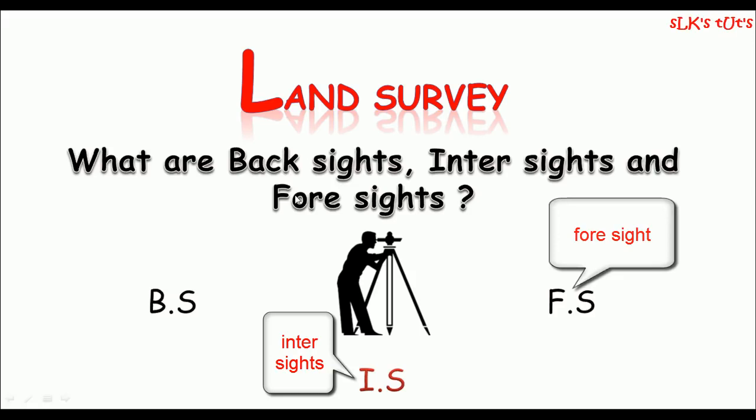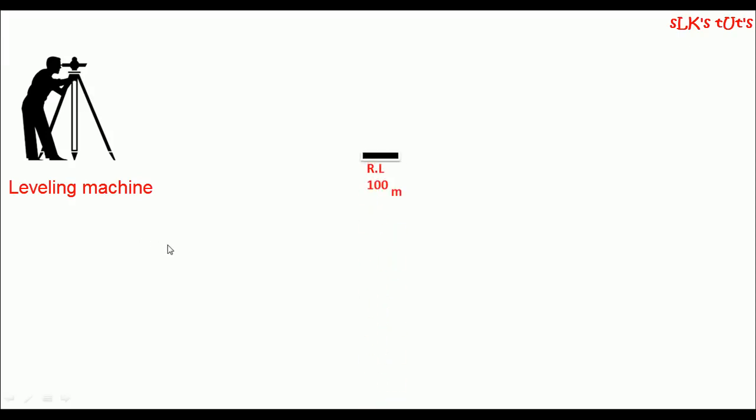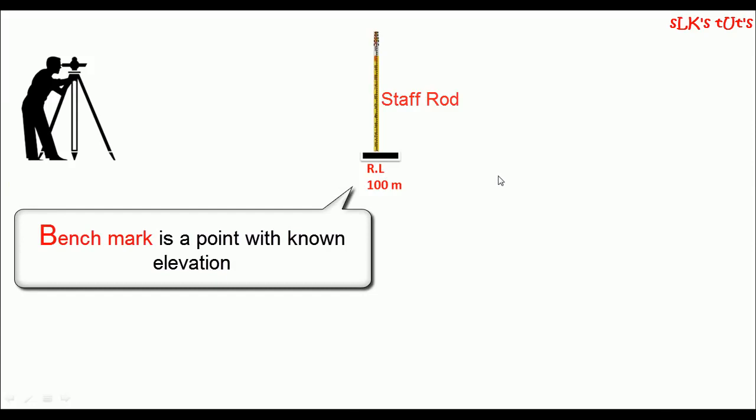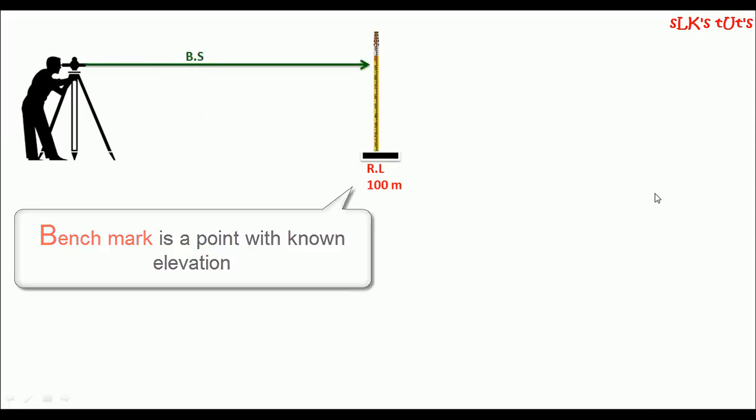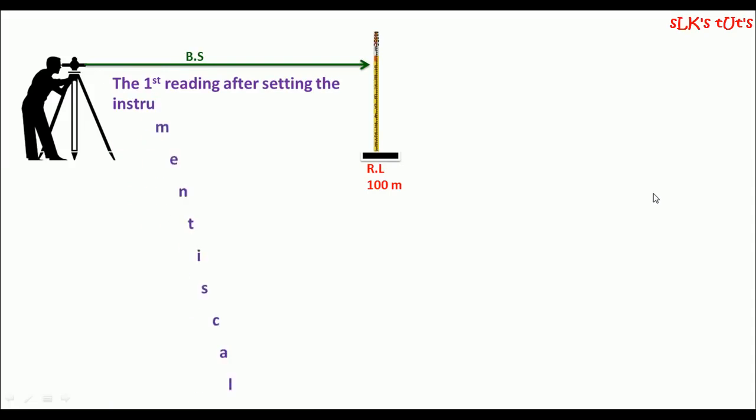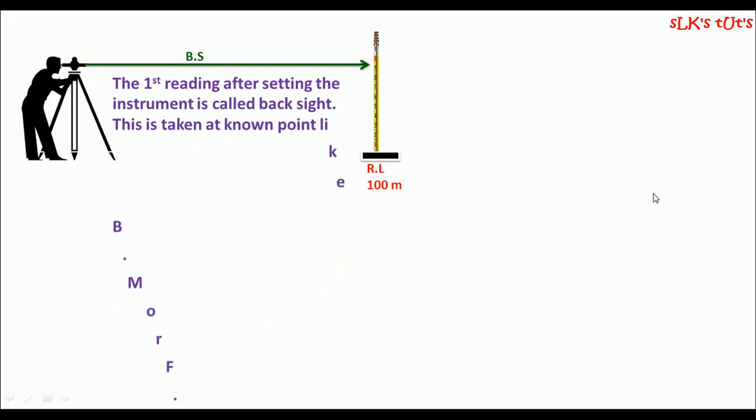To understand these three types of reading better, let us consider for a moment that a man is sitting at the leveling machine and one man is holding a reading staff at a benchmark. Remember, a benchmark is a point with known elevation. When you set the instrument, we always take the first reading at the benchmark. This reading is known as backsight. So the first reading after setting the instrument is called backsight. This can be taken at a known point, which means a BM or foresight. Foresight is of course also a known point.